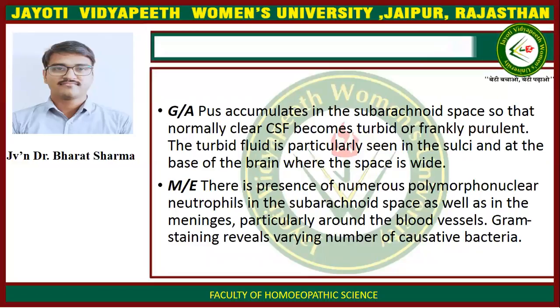Gross appearance: pus accumulates in the subarachnoid space so that normally clear CSF becomes turbid or frankly purulent. The turbid fluid is particularly seen in the sulci and at the base of the brain where the space is wide. Microscopic examination shows numerous polymorphonuclear neutrophils in the subarachnoid space as well as in the meninges, particularly around the blood vessels. Gram staining reveals varying numbers of causative bacteria.